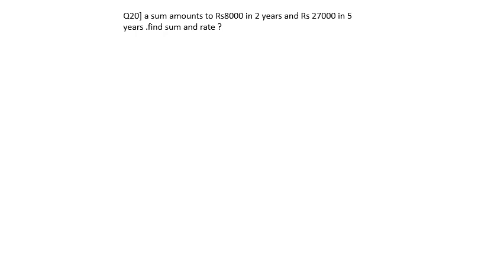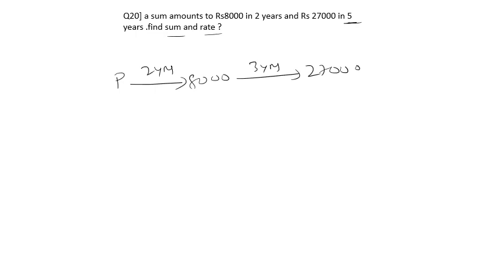Question number 20. A sum amounts to 8000 in 2 years and 27,000 in 5 years. Find the sum and the rate. Now this is slightly difficult. P becomes 8000 in 2 years and 27,000 in 3 more years. This is 3 years guys, and this is 2 years, because total is 5 years na? So first P to 8,000 is 2 years, and this to this is 3 years. Okay, now it is asking you to find the sum and the rate. Fine. How to do this?